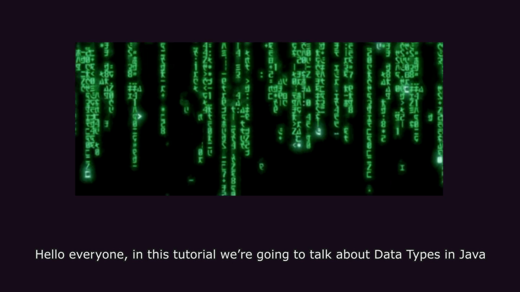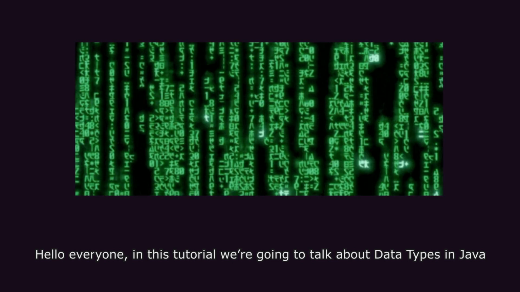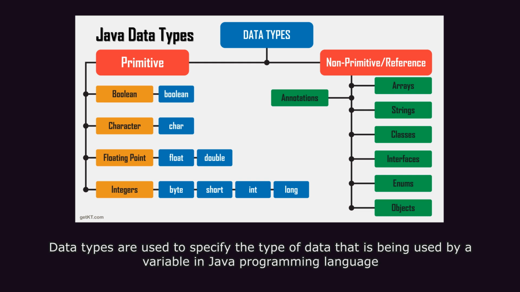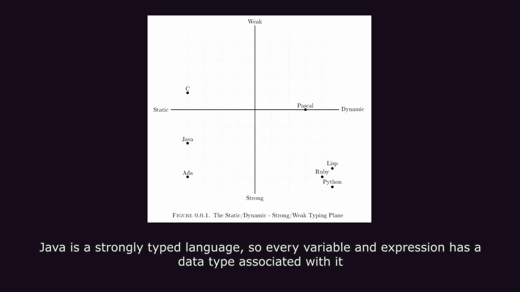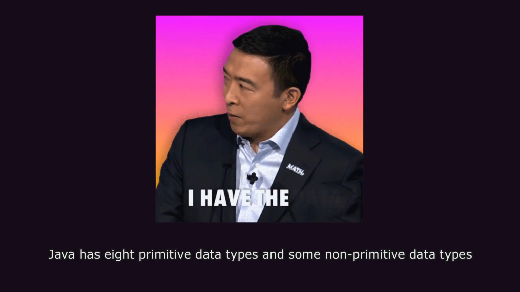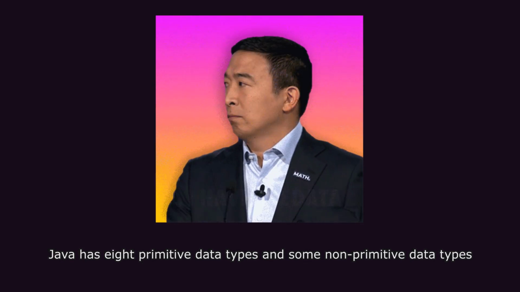Hello everyone, in this tutorial we're going to talk about data types in Java. Data types are used to specify the type of data that is being used by a variable in the Java programming language. Java is a strongly typed language, so every variable and expression has a data type associated with it. Java has 8 primitive data types and some non-primitive data types.